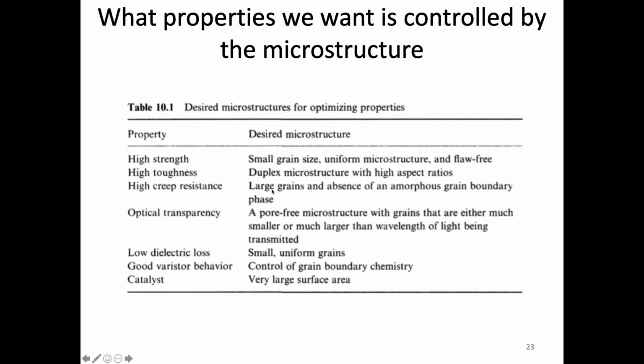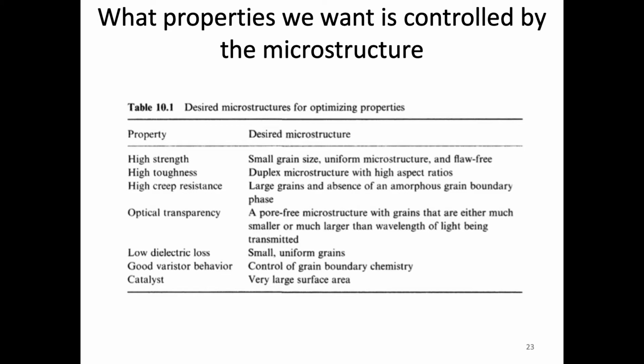If we want to have creep resistance, we really haven't talked about creep that much, but creep resistance is better when we have large grains and then we don't have any amorphous grain boundary phases, so glasses and so forth, because here we're using it at high temperatures. The idea with creep is that we don't want it to deform at high temperatures, and so large grains are more stable, and then amorphous grains are unstable, and so we want to get rid of those.